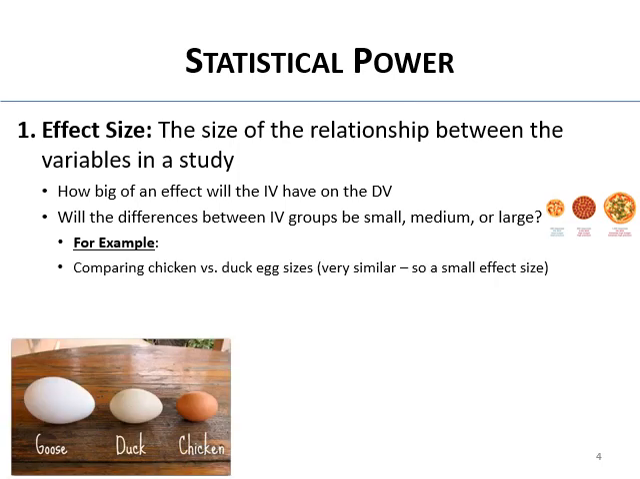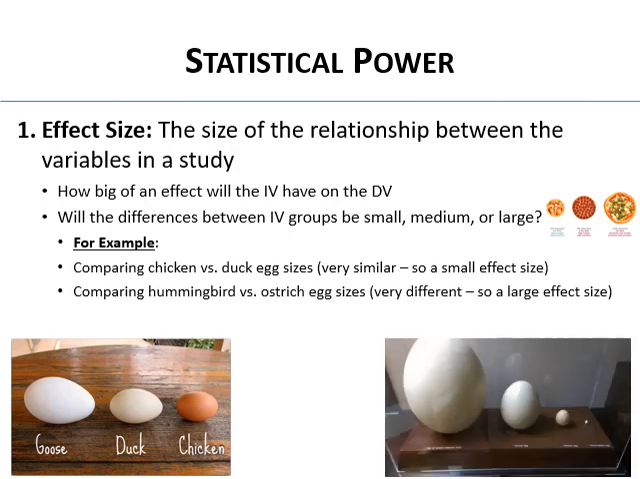So for example, you could compare chicken eggs to duck eggs, and that would be a small effect size. If you look at the picture, duck eggs and chicken eggs are very similar in size. On average, the duck ones are a little bit bigger, but to detect that is much harder to do. You have less power for smaller effect sizes.